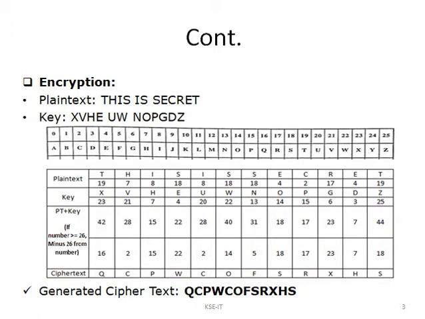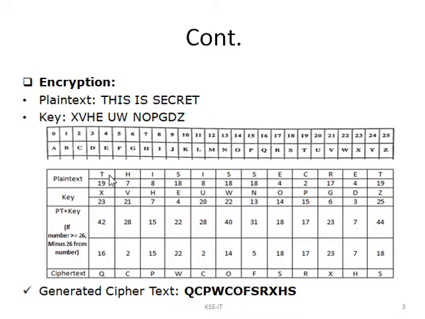Suppose I have the plain text, this is secret, and the key is XVHEUWNOPGDZ. First of all, we have to assign numeric values to all the alphabets such that A is equal to 0, B equal to 1, C equal to 2, up to Z equal to 25. Now, write down the plain text like this, this is secret. And then write down the equivalent numeric value for all these characters.